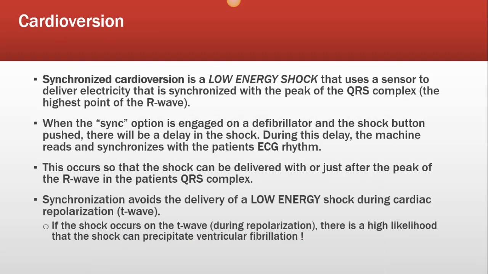Synchronization avoids the delivery of the low energy shock during the cardiac repolarization, or the T wave. That's important because we don't want to be shocking on the T wave, because at that point in time, there's a high likelihood that the patient could actually go into VFib. So for somebody we see is in AFib, we want to get them out of that. We want to do a synchronized cardioversion, low energy, delivering at the right time of the QRS complex so that we don't throw the person into VFib.